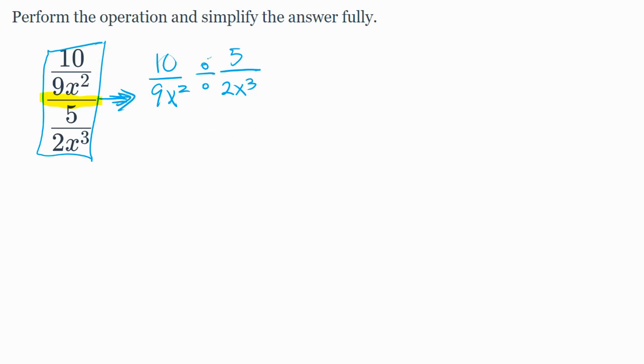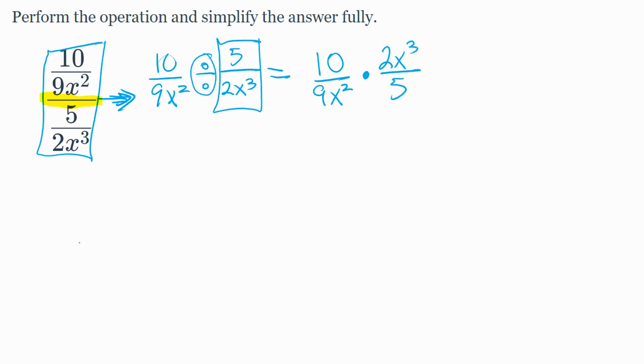So when it looks perhaps stressful, it's just a division of two rational expressions as we've done before. And anytime we're dividing rational expressions, you're supposed to just take the second fraction and rewrite it as a product of the reciprocal. So you leave the first fraction alone, 10 over 9x squared, and then you multiply that by the reciprocal of the second fraction, so 2x to the third over 5.